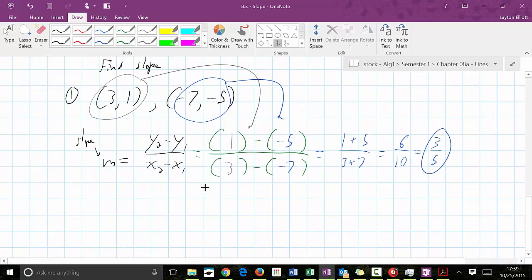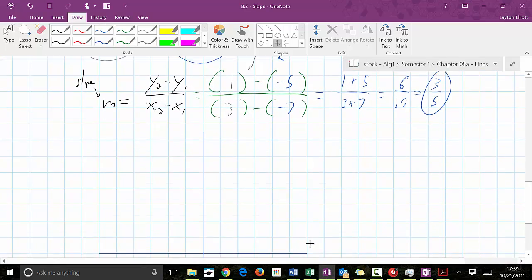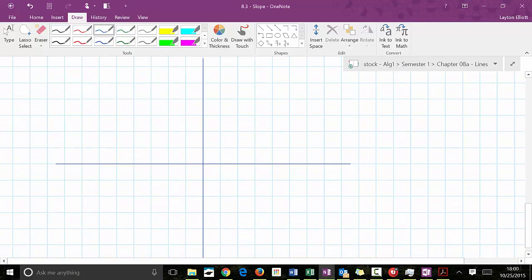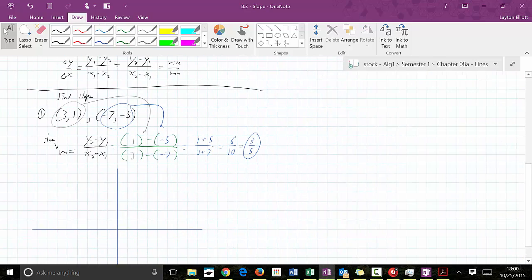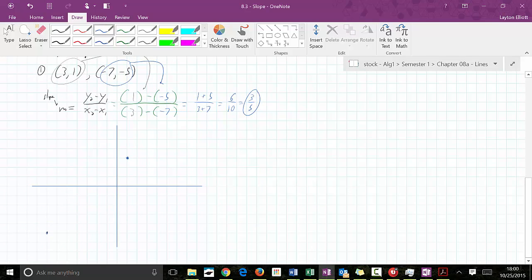I could check that by graphing, and I'm going to do that one right here. I'm just going to graph these 2 points on a grid. So 3, 1 is right here, and -7, -5 would be right there. And if I connected those, this is saying my slope is 3/5, so I should be able to go up 3 over 5. Let's see, up 3 and over 5. But I'm not. Something's not right here.